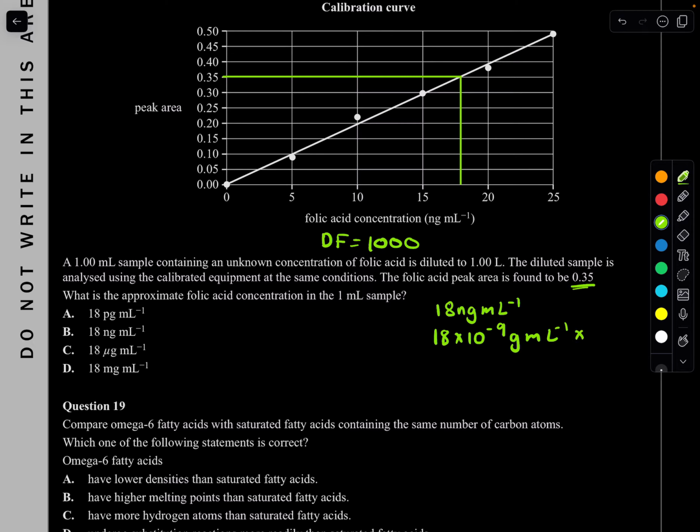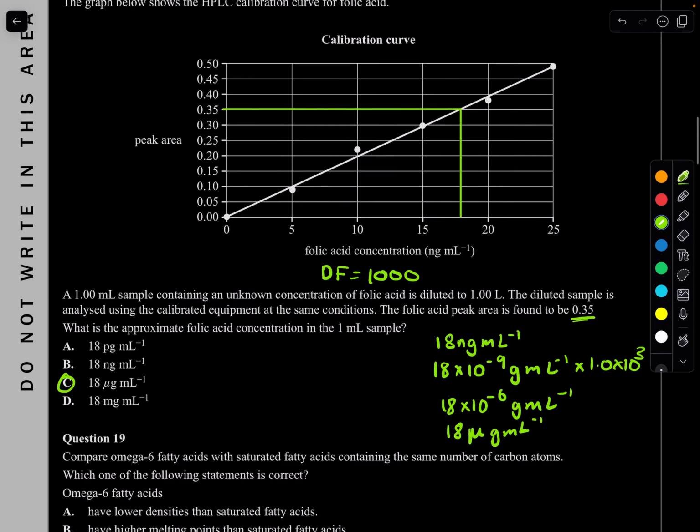If you multiply by 1,000, which is 1.0 times 10 to the power 3, you get 18 times 10 to the power of negative 6 grams per milliliter. Which is basically 18 micrograms per milliliter. Which one does that look like? Looks like C is your answer. Beautiful.